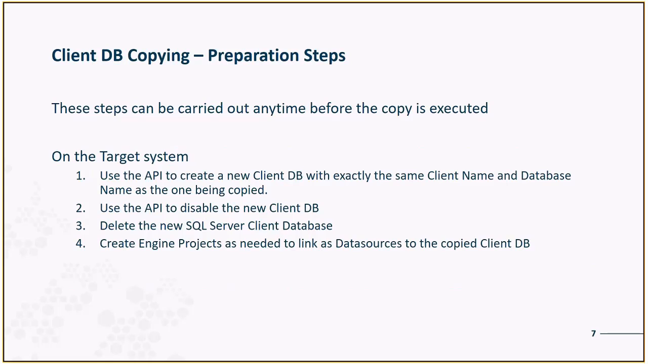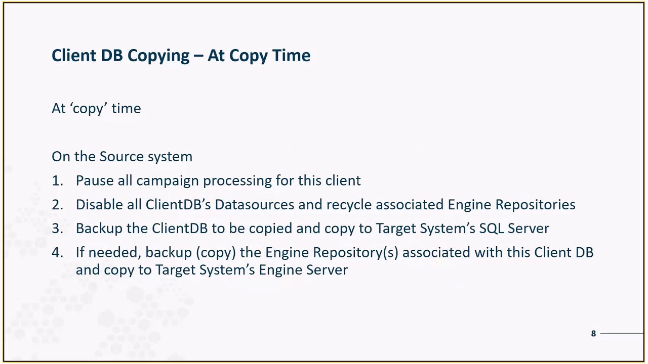Okay, the actual steps we need. Well, first are some preparation steps, and they can be carried out any time before the copy is executed. On the target system, use the API to create a new client DB with exactly the same client name and database name as the one being copied. Use the API to disable the new client DB, delete the new SQL Server client database, and create engine projects as needed to link as data sources to the copied client DB.